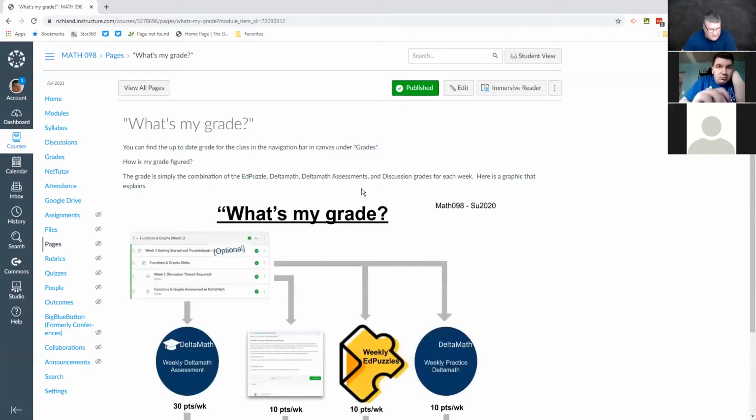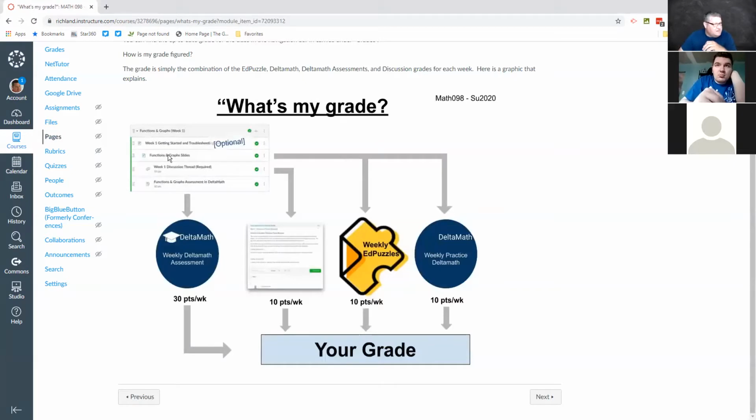Now, real quickly, if we go to what's my grade? For some reason, the internet is not being extra speedy today, but that's all right. The kicker here is you will work from top of the modules to the bottom of the modules, starting with Unit 1. Every single week, you will get 10 points for the practice work for a given section in Delta Math, 10 points for the Edpuzzle instructional videos and questions, 10 points for participating in that week's discussion, and 30 points for the test.